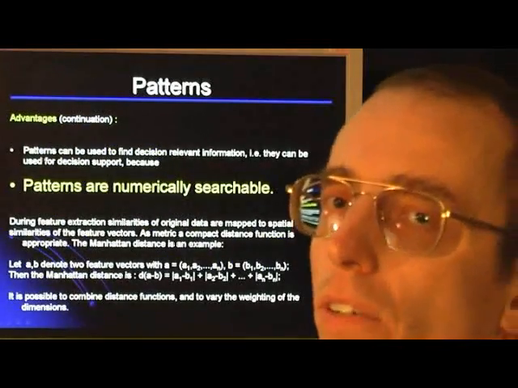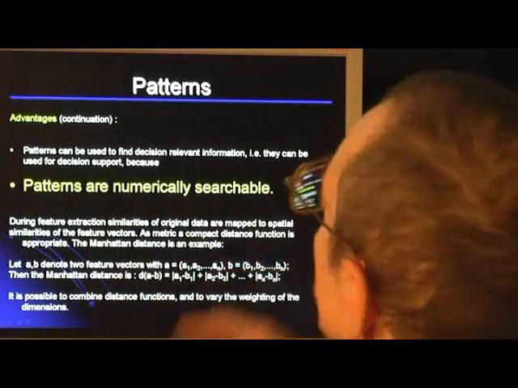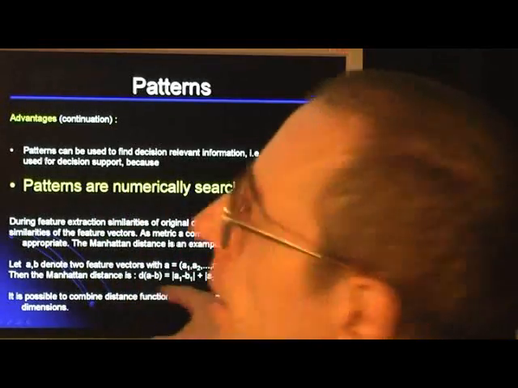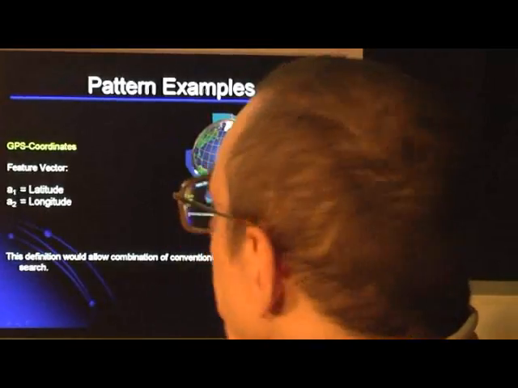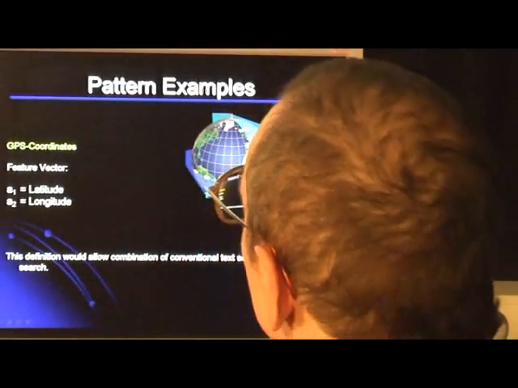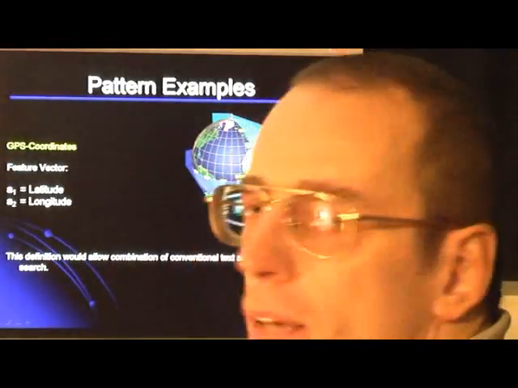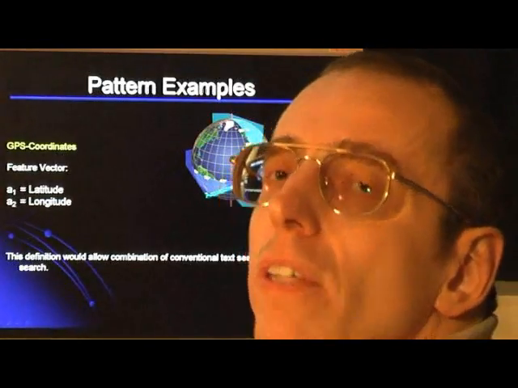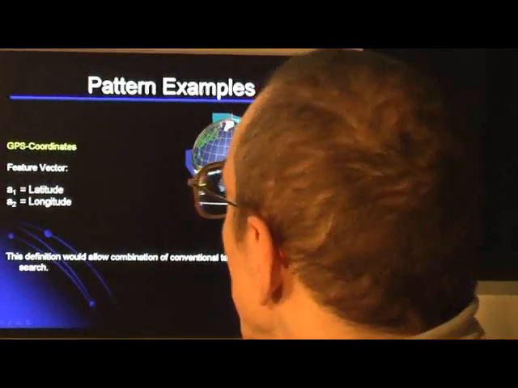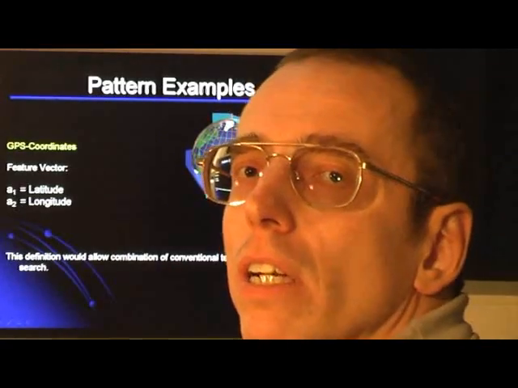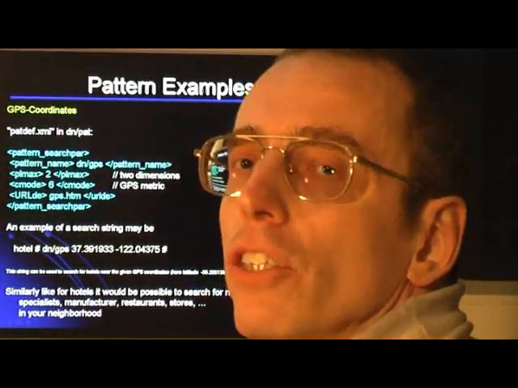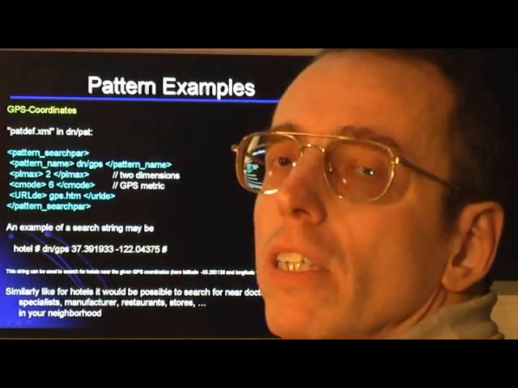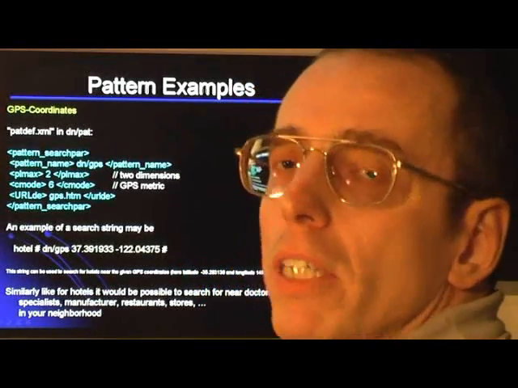And the most important advantage is that patterns are numerically searchable, using a simple concise metric, because the feature vectors are also comparable. And here an example from a feature vector, GPS coordinates. Alone this definition would allow combining local search with conventional language search. For example, using this definition, you can search for shops or specialists, for doctors and so on, near a special location.